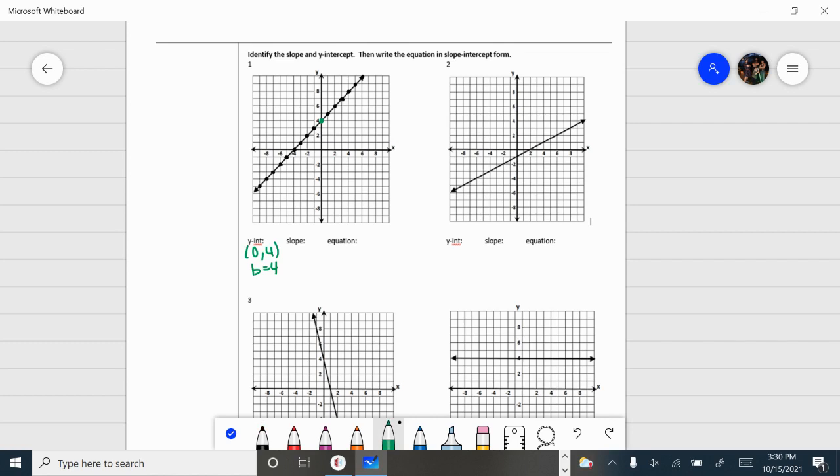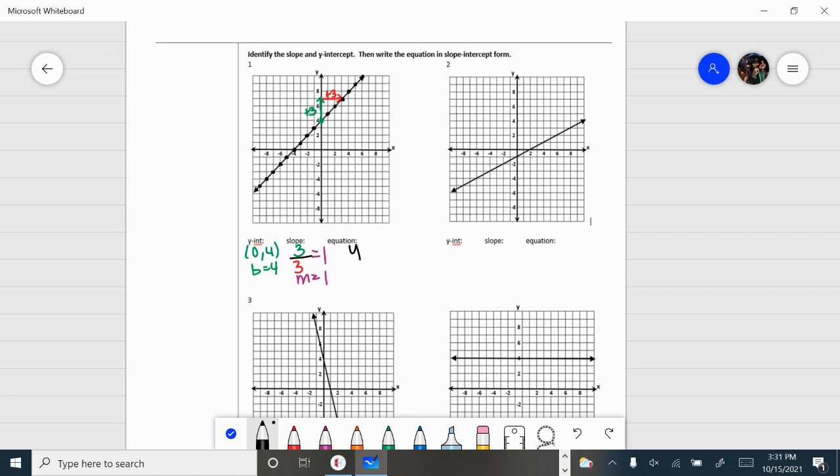So I'm going to use this one up here at (4, 7). I'm going to go up 3 units, 1, 2, 3. And then I go to the right, 1, 2, 3 units. So my slope is 3 over 3, which then gives me an actual slope of 1. So my m equals 1.